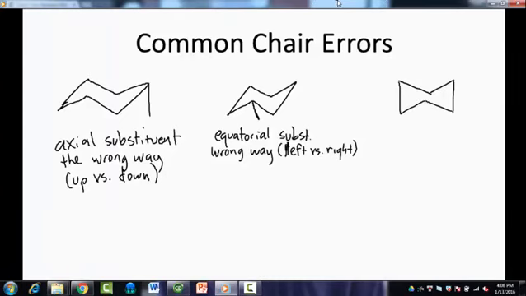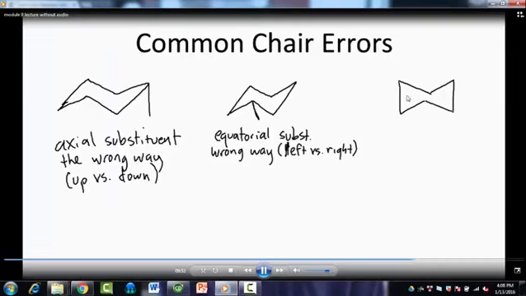Here is what I would call a bow tie chair. These two ends have been made vertical. The middle kind of comes together and pinches. Bow tie chair is a bad idea.